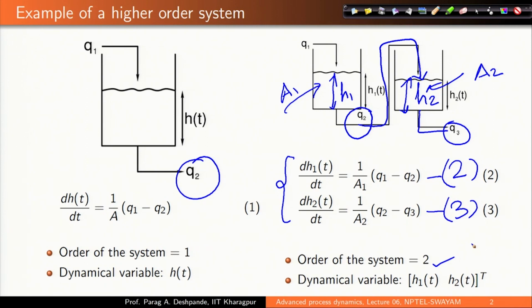But in this case the dynamical variable is represented as h 1 t, h 2 t, and capital T in the superscript here represents the transpose. So, let me write here transpose. Okay. So, you have a vector. So, we will define a vector as a column matrix. So, the dynamical variable would be a vector.